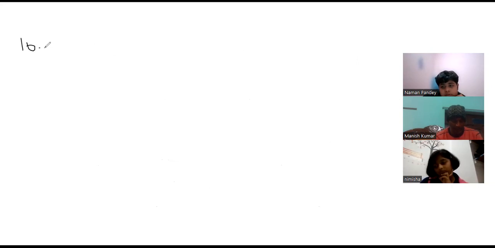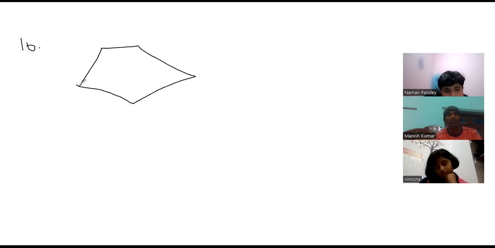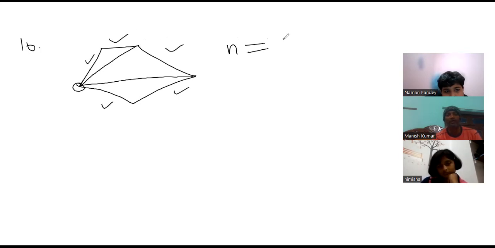The expression for the number of diagonals that can be made from one vertex of an n-sided polygon is... Suppose there is a polygon like this, okay? And now let us take this as the vertex. How many diagonals can be drawn? You can draw here like this, and here also, isn't it? So how many sides are there? N is equal to how much? 1, 2, 3, 4, 5. 5 sides are there. And how many diagonals can be drawn from one vertex? 2. Is this understood? Yes, sir.